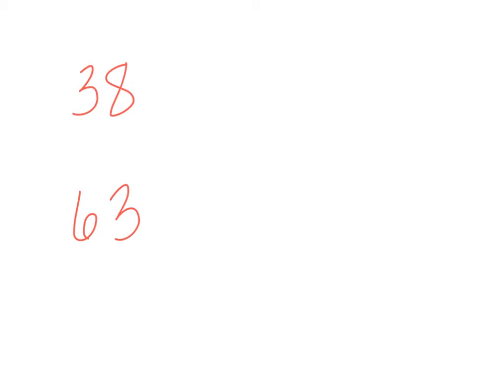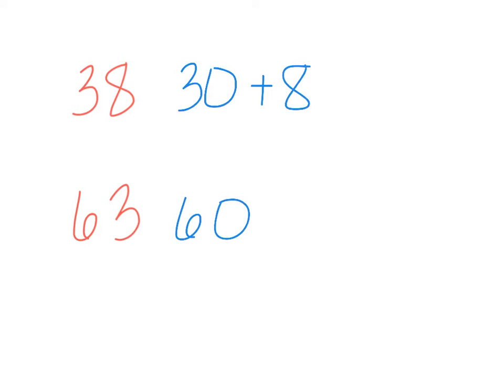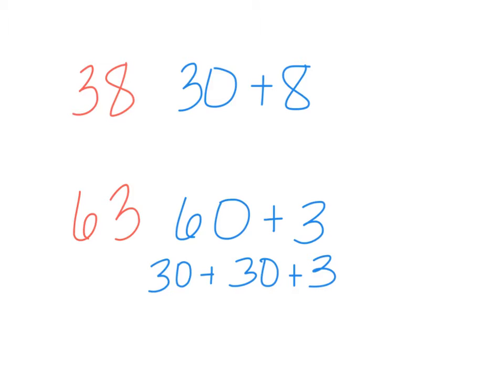So before we start, we're going to break these numbers into their smaller components by place value. So with the number 38, 38 is made up of 30 plus 8. 63 is made up of 60 plus 3. Another way I could break up 63 would be 30 plus 30 plus 3 if I wanted to.